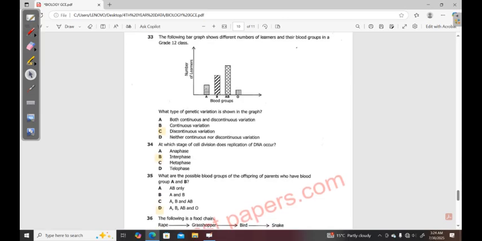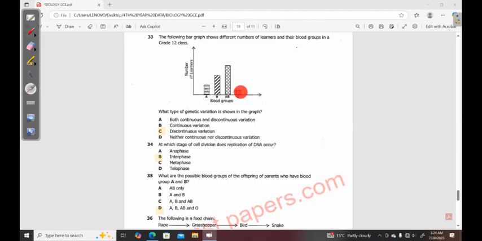33. The following bar graph shows different numbers of learners and their blood group in grade 12. In a grade 12 class, what type of genetic variation is shown? So you can see that they have different varying amplitudes, right? A is up to somewhere there, and so on and so forth, up to O.